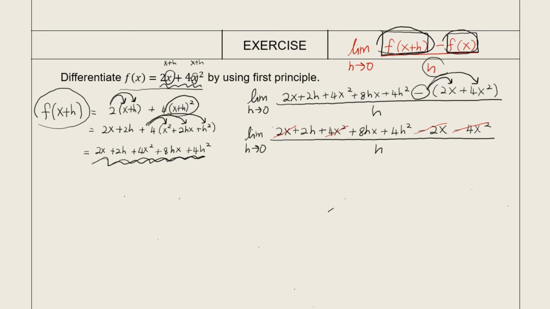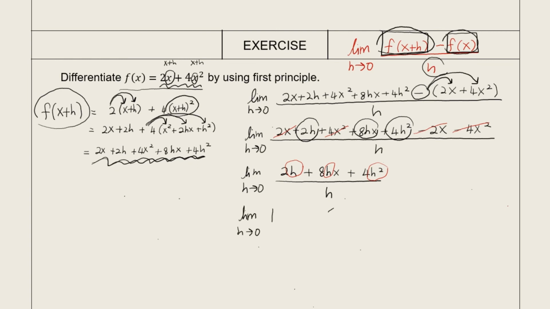So what you are left with in your equation is just limit h approaching 0, 2h plus 8hx plus 4h squared, divide by h. So if you can see, all terms that you have in your equation here have h. This one also has h. This one also has h. So what we can do is factor out h. Okay, so what you have is limit h approaching 0, you factor out 1h.